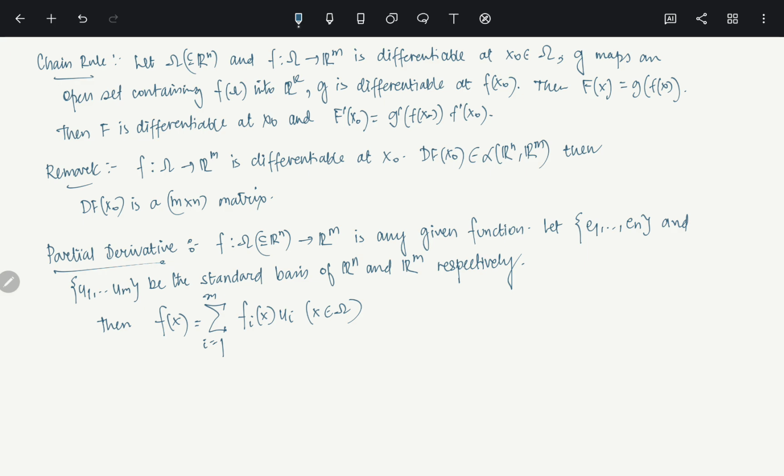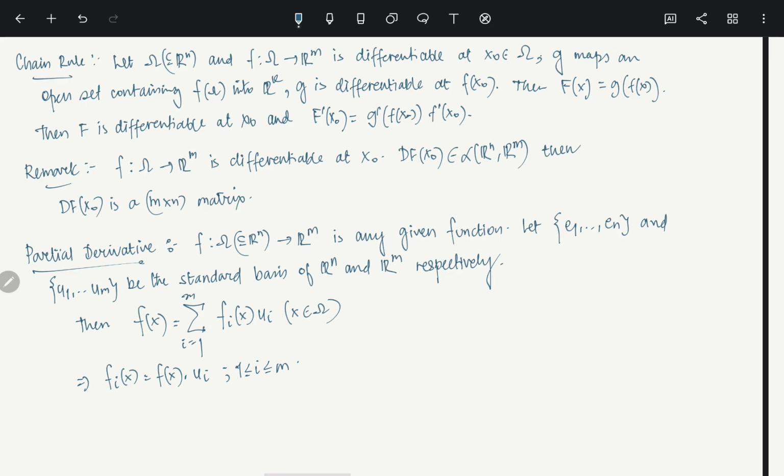So it can be written as a linear combination of u_1, u_2, ..., u_m, and those coefficients, which of course depend on x, I am writing as f_i(x). Therefore f_i(x) is nothing but f(x) dot product with u_i. That is how you calculate what f_i(x) is, and this holds for all i between 1 and m. Now with this idea I am going to define the concept of partial derivative.